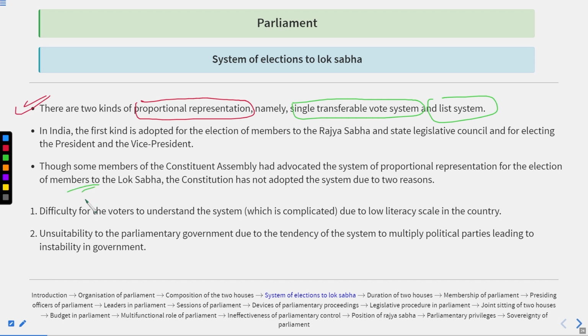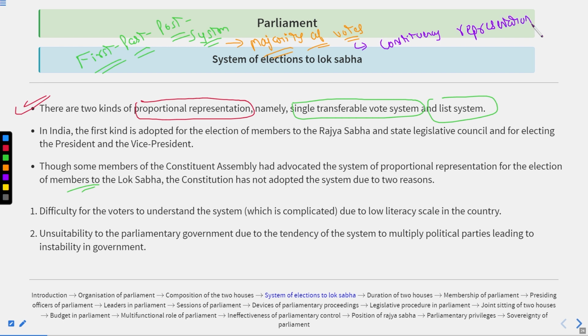All right. Thereafter, we had seen that some members of the Constituent Assembly, during drafting the Constitution, advocated that there must be some proportional representation. Why? Because if we talk about the first past the post system, what is the issue with the system? This is only based on the majority of votes. Okay, it is not based on the constituencies' representation. So this is one of the major drawbacks of the first past the post system.